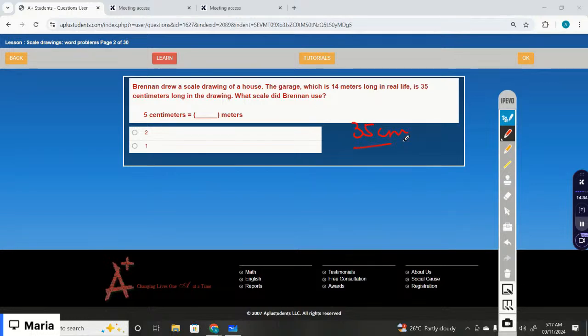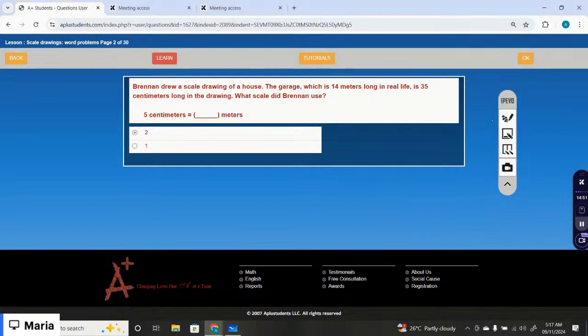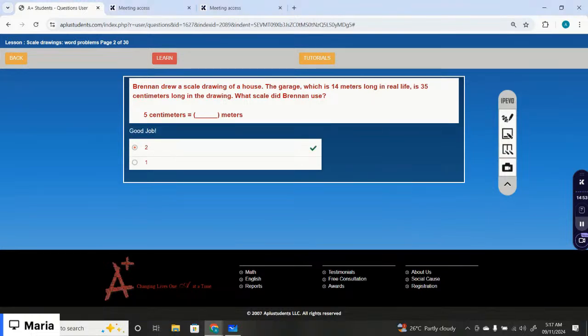35 centimeters to 14 meters, right? So you have to simplify, divided by the greatest common factor, that is 5 divided by 2. So that would be 5 centimeters to 2 meters. The correct option is option number 2. That would be 2 meters. Got it?